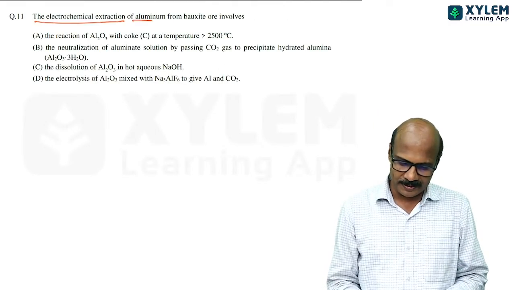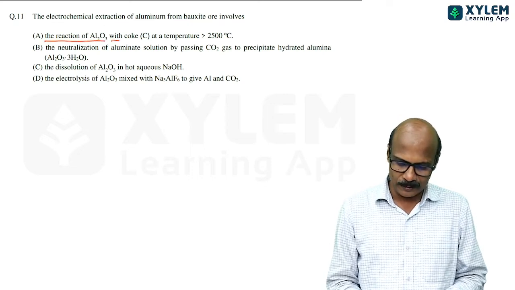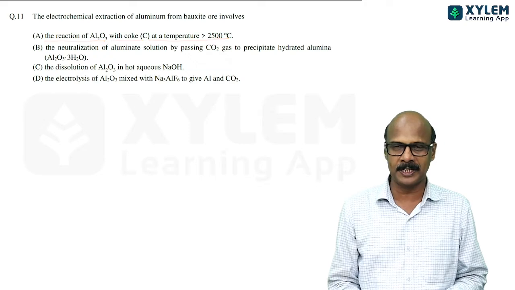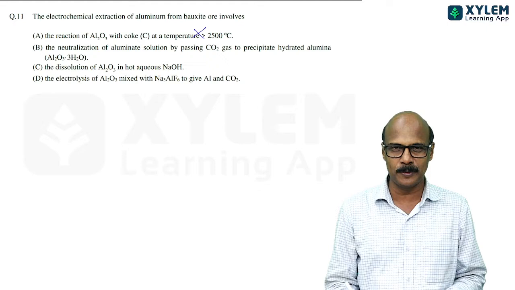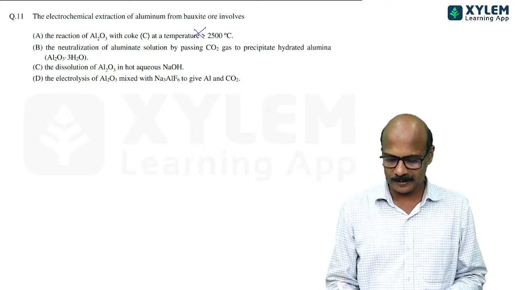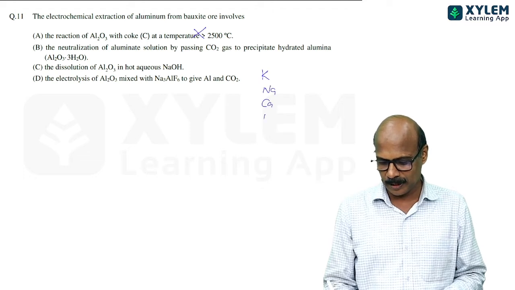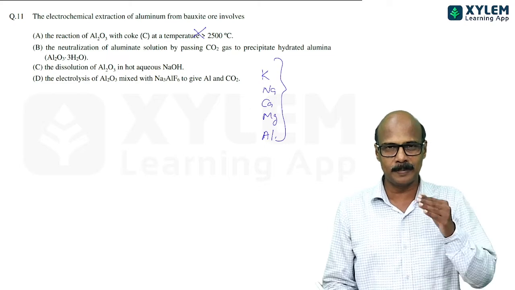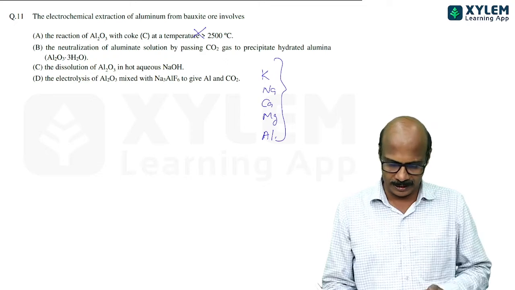The electrochemical extraction of aluminium from bauxite ore involves reaction of Al2O3 with coke at a temperature greater than 2500 degrees C is wrong. You know that aluminium metal can be obtained only through electrolytic reduction because aluminium itself is a very powerful reducing agent. All active metals that you have studied in high school classes in the activity series, like K, Na, Ca, Mg, Al, so all the metals in between them can be obtained only through electrolytic reduction.